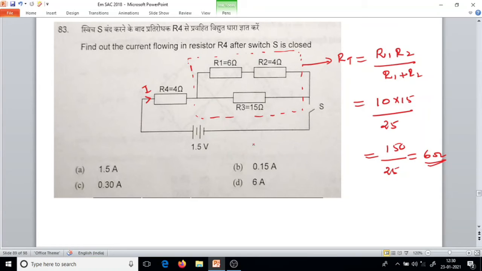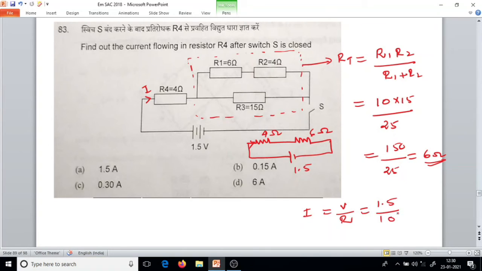Now our circuit is simplified like this. There is a 4 ohm resistor, then a 6 ohm resistor, then 4 ohm. And what is the voltage applied here? That's 1.5 volt. Now we'll get the current flowing through this 4 ohm resistor. In a series circuit, current is the same throughout the circuit elements. Now I equals V by R, which equals 1.5 divided by 10. It will be 0.15 amps. So what is the answer? Answer is option B.